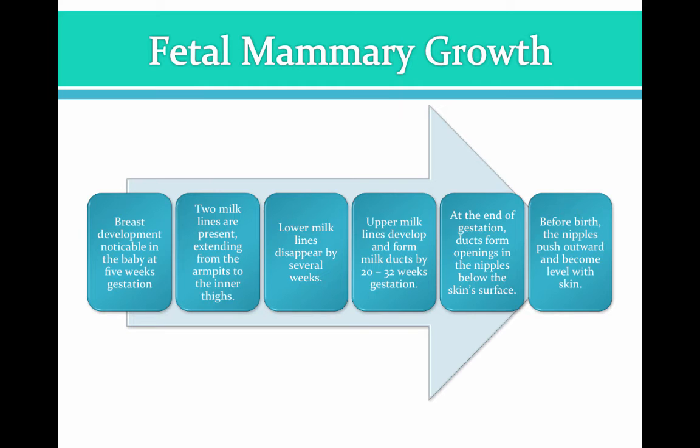And towards the end of gestation, the ducts form openings in the nipples that are depressed below the surface of the skin, and just before birth, the nipples push outward and become level with the skin. And if this step does not occur, then that could lead to inverted nipples. And some babies are born and secrete a colostrum-like fluid called witch's milk. It can contain epithelial cells, and this can just result from the mother's hormones and usually disappears around 20 days of life.